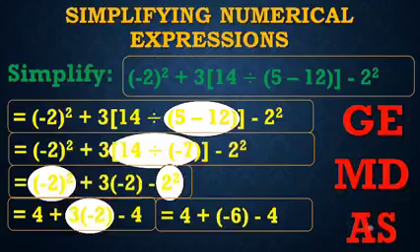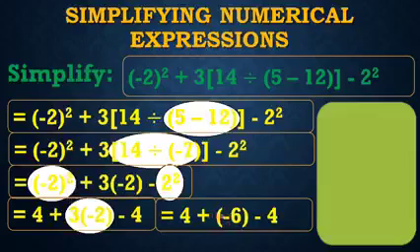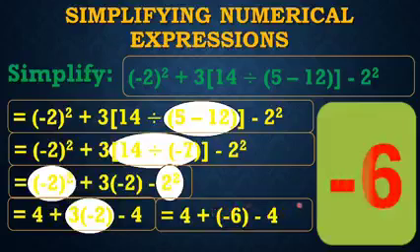We will now proceed to addition or subtraction, again from left to right, whichever comes first. In our case, we add 4 and negative 6 first. After getting the sum, we need to subtract 4 from it. 4 plus negative 6 is equal to negative 2. Negative 2 minus 4, the difference, is equal to negative 6. Hence, the square of negative 2 plus 3 times negative 2 minus the square of 2 is equal to negative 6.